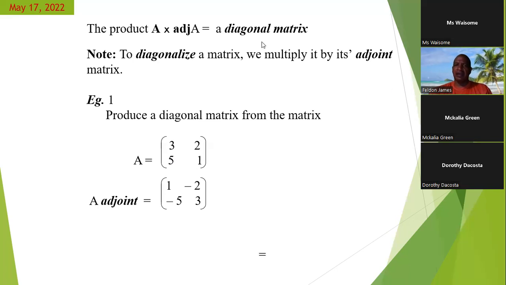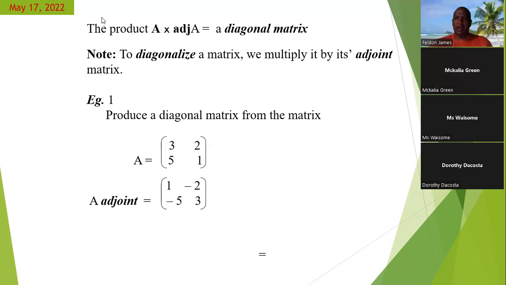You can lower your hand now, Ms. Lisa. All right, guys, go ahead and find the diagonal matrix for A. You may begin.